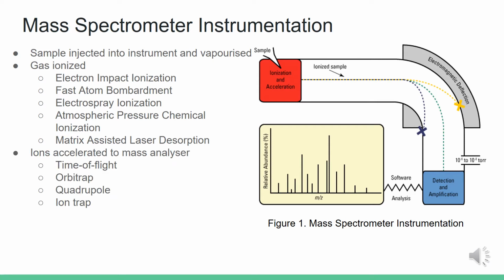The ions formed are then accelerated through the instrument to electric plates and magnetic fields of mass analyzers, which deflect the ions. Commonly used mass analyzers include time of flight, orbitraps, quadrupoles, and ion traps. The amount that an ion is deflected depends on its mass and charge. Ions with a high mass will move slower than ions with a low mass, and therefore will be deflected less. Ions with a high charge will be deflected more.